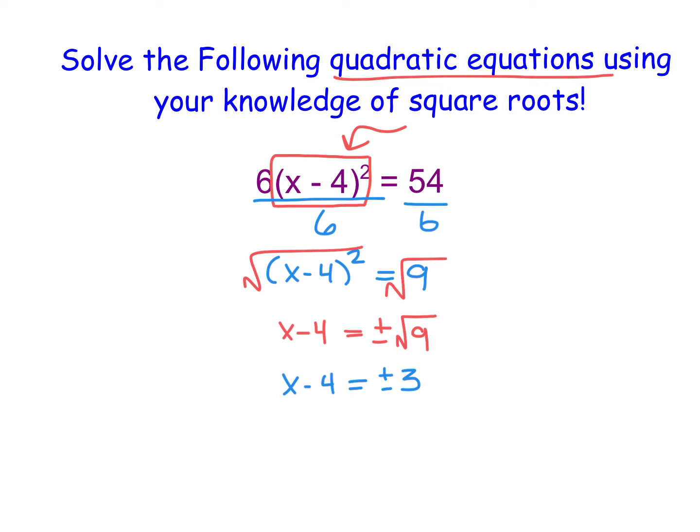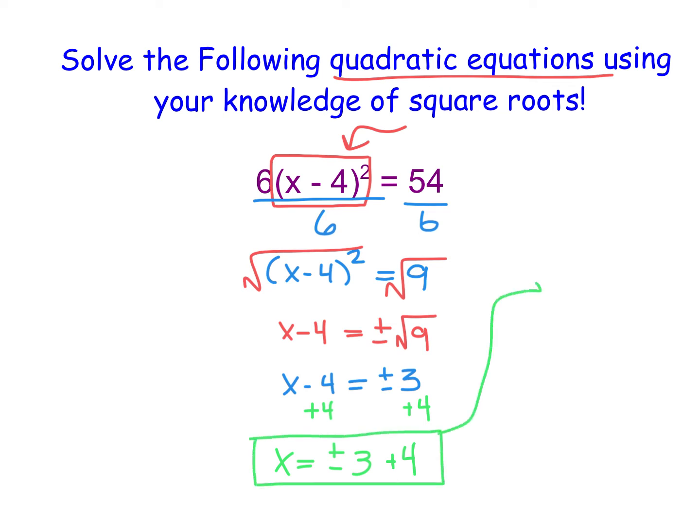Now, I still need to get my x value by itself, so I'm going to add 4 to each side. So we end up with x equals plus or minus 3, and then both of those added to 4. Now, because we don't have any square roots in this problem, we can actually take this one step further and find what x actually equals. So I'm going to take this further and help you figure out what this notation actually means.